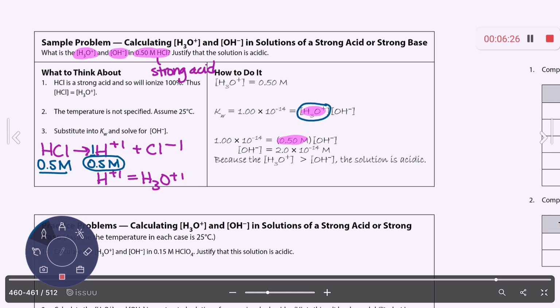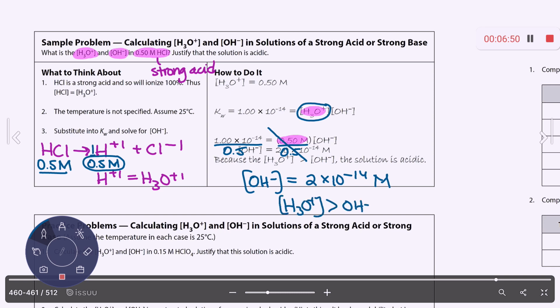So they took this divided by 0.5, this divided by 0.5, so this cancels. Then they figured out the hydroxide ion concentration is 2 times 10 to the negative 14. And if we're trying to justify that this is an acidic solution, the hydronium would have to be greater than the hydroxide. And is it? Hydronium is 0.5. So is 0.5 greater than 2 times 10 to the negative 14? Yeah, so we just justified that this solution is acidic.